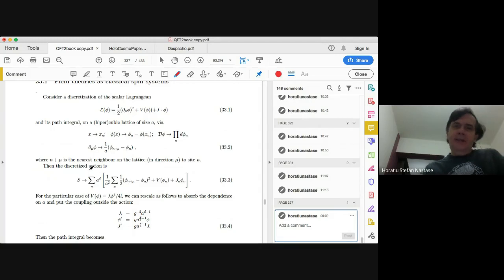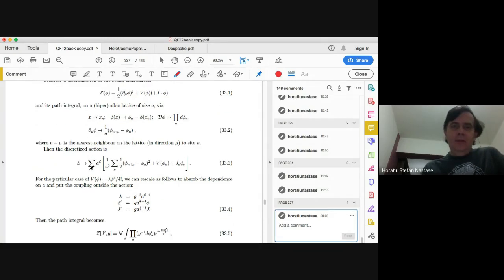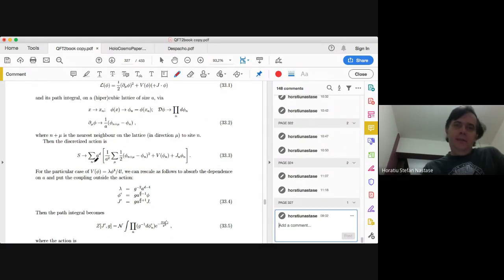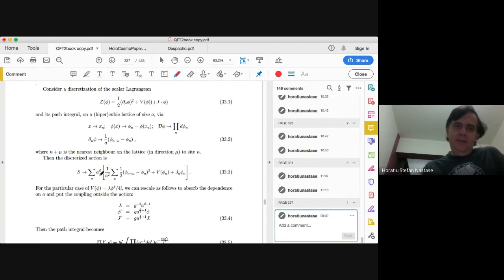So then the discretized action is, from the dx, dx is replaced with a, that's the shortest distance in the lattice, and we are in d dimensions, so it's a to the d, and then a sum over points n. The del mu phi squared is this thing squared, so 1 over a squared, phi n plus mu minus phi n squared, divided by 2, and the sum over mu, of course, plus V of phi n and J n phi n.